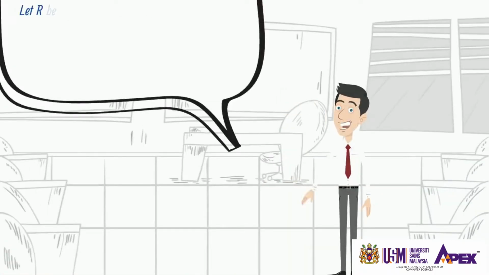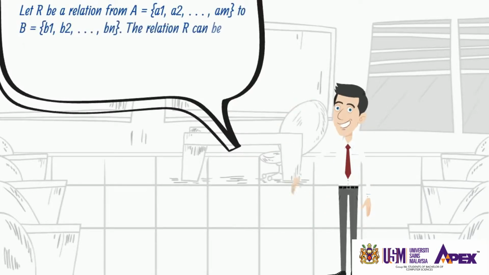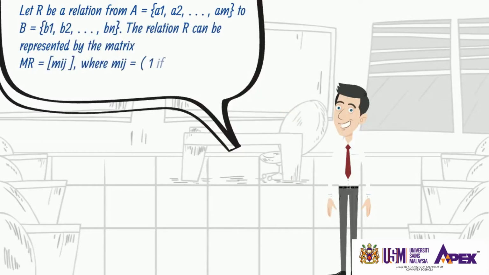Let R be a relation from A to B. The relation R can be represented by the matrix with row i and column j. It will equal 1 if (Ai, Bj) is an element of R, or equal 0 if (Ai, Bj) is not an element of R.